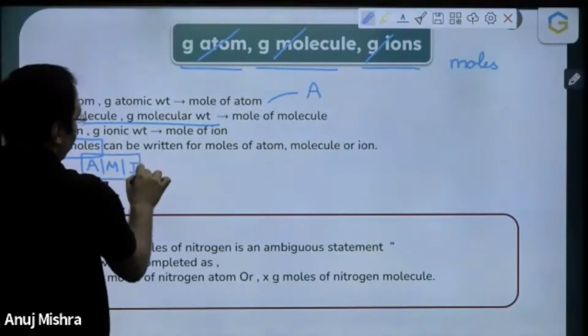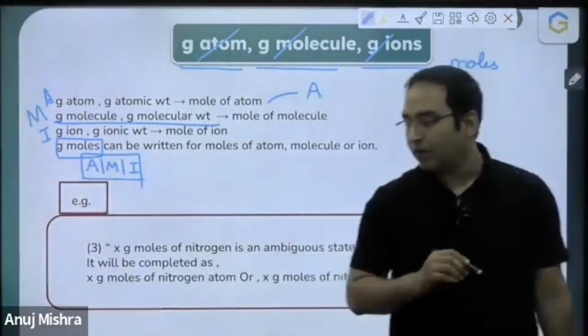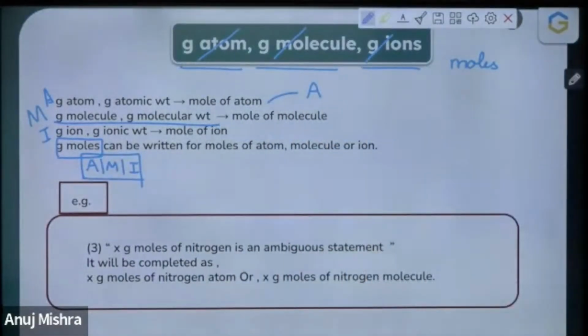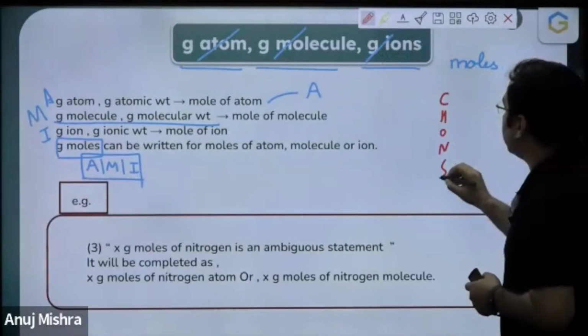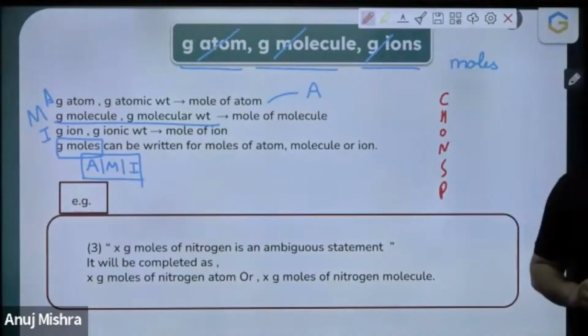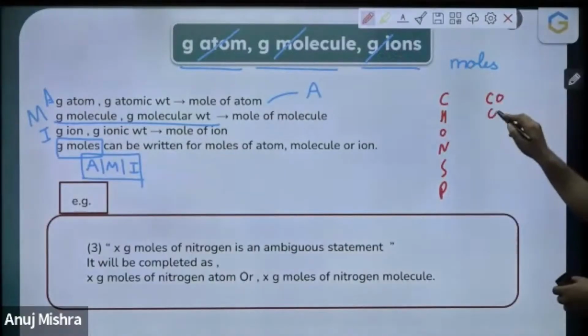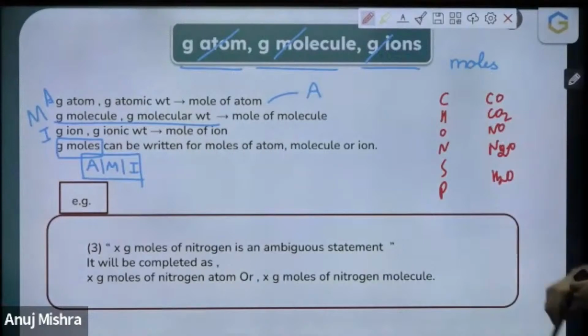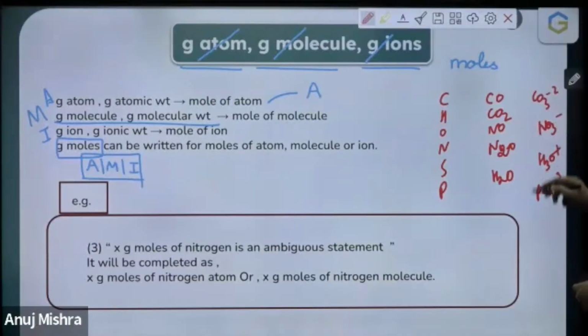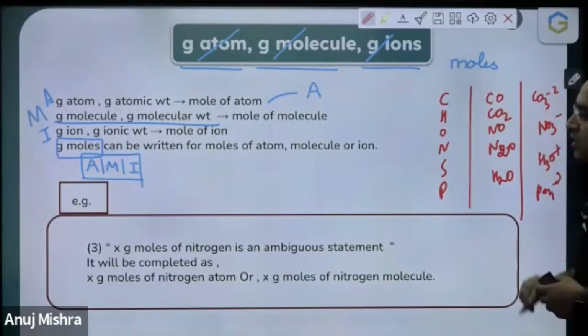Is it clear? So if we want to find the difference between atom, molecule, and ion, can we say atoms representation is, let's say somebody writes C, H, O, N, S, P. What are these? Atoms. If you say CO, CO2, NO, NO2, N2O, H2O, these are what? Molecules. If you put charges, CO3 minus 2, NO3 minus, H3O plus, PO4 minus 3, then what is it? These are ions. Can you differentiate these three things?